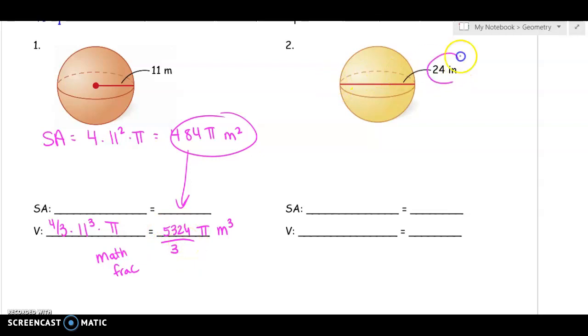Number 2, notice this is a diameter. The radius will be half of that, so 12. And then after that, it's exactly like the last one. Surface area is 4 times radius squared times pi. 4 times 12 squared times pi. You get 576 pi square inches. Volume is 4/3 times radius cubed. So 4/3 times 12 cubed times pi. Type in your calculator. It works out nicely. This time you get 2,304 pi, and this will be cubic inches. So that's a sphere.